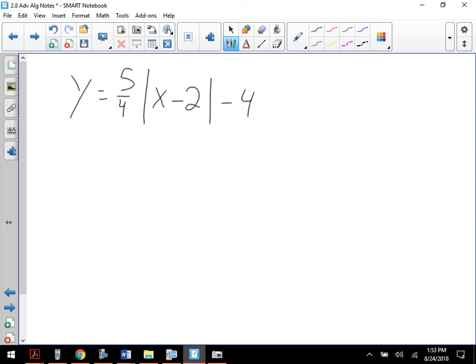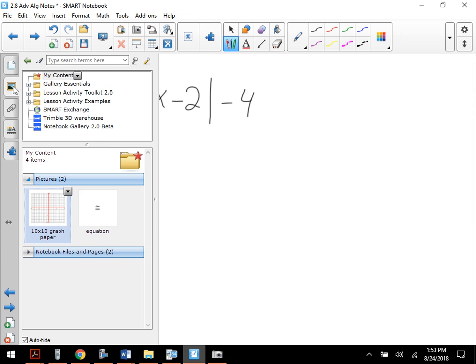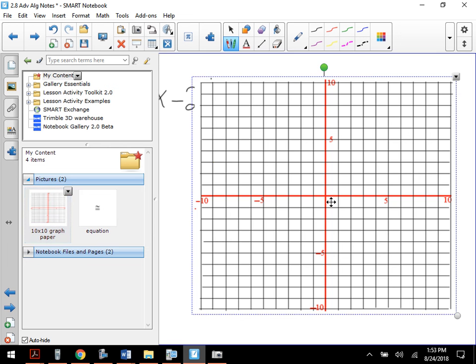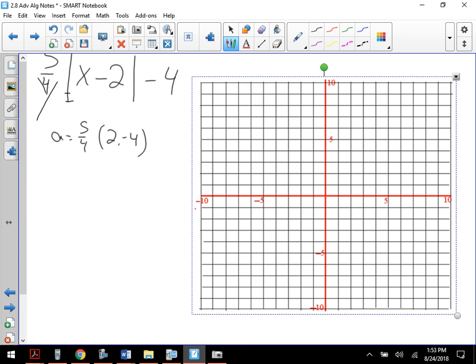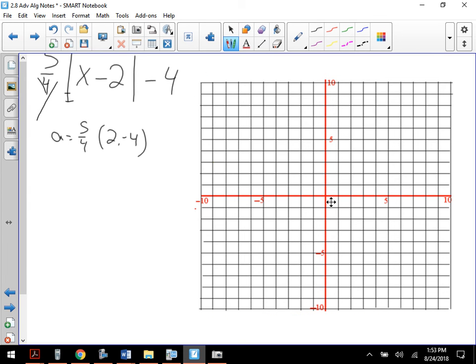So I have y equals 5/4 times the absolute value of x minus 2, all subtract 4. Which means my ordered pair that I start at is 2, negative 4. Very good. My slope, my A value, is 5 fourths. So let's see, 2, negative 4.